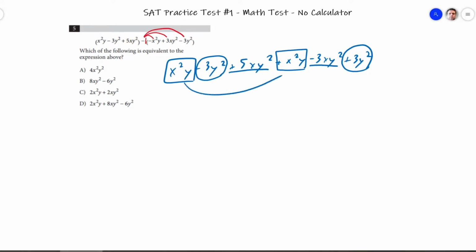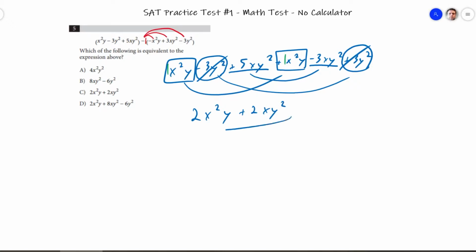So when you combine these two guys, I'll use some green here, 1x squared y plus another x squared y makes 2x squared y's. And then if you look at the y squareds, these are actually going to cancel each other out. So these are gone. And then when you combine the 5xy squared and the negative 3xy squared, that's positive 2xy squared, which is C. So again, looks a lot worse than it is.